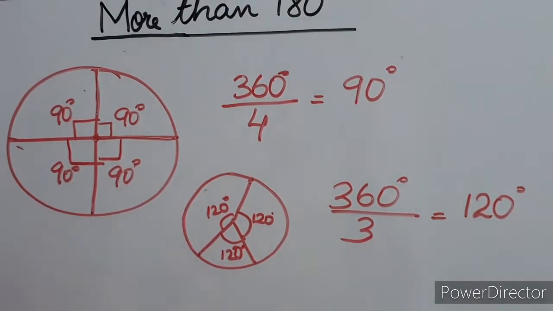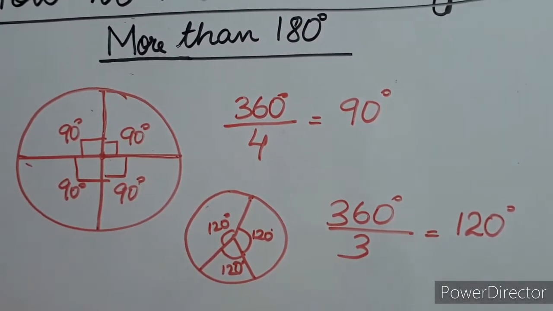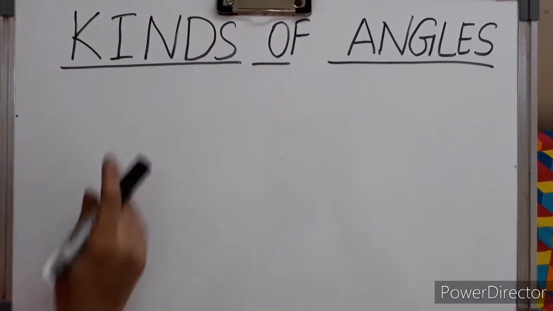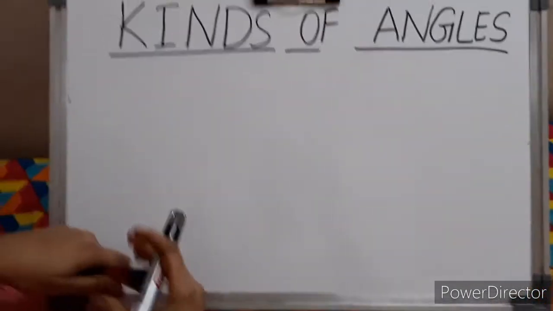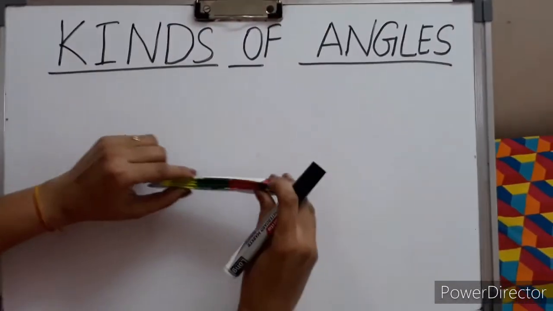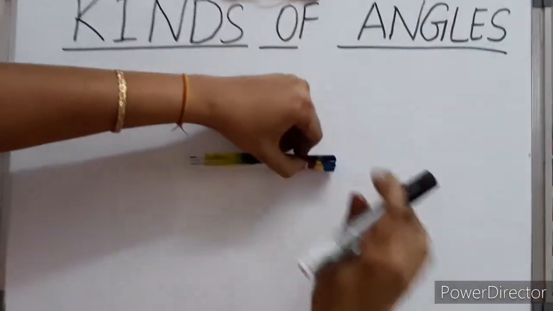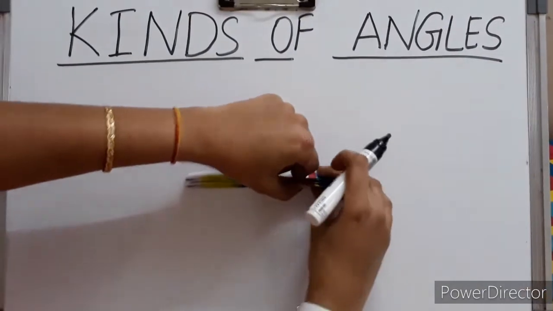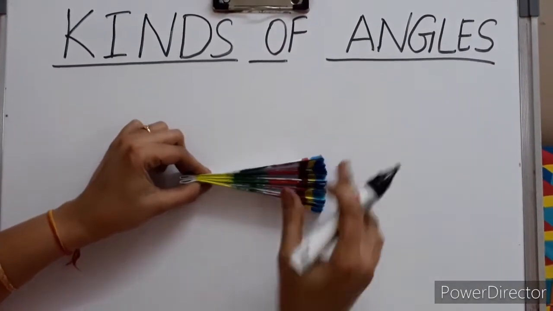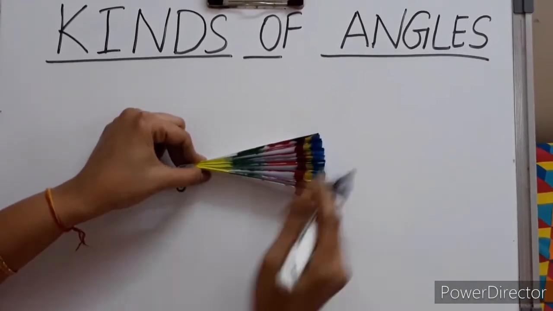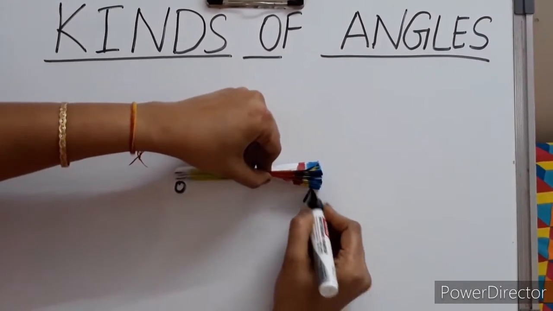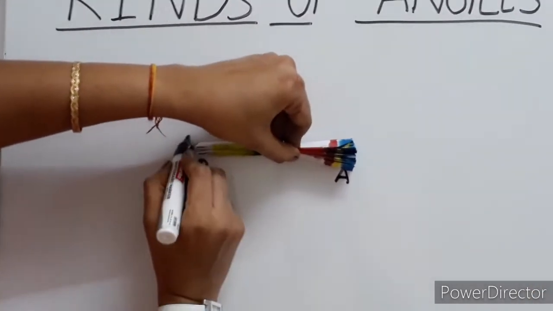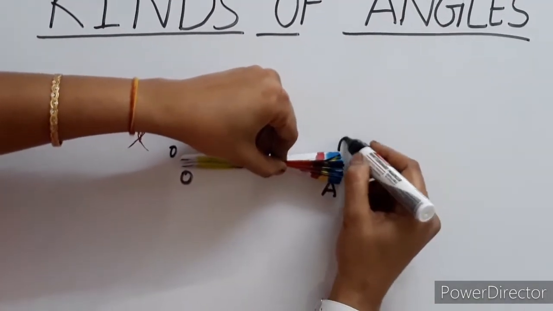Very easy. Coming towards our next concept. The next topic is kinds of angles. I am going to explain kinds of angles with this paper fan. Suppose this is a paper fan, closed. When the fan is closed, suppose I name it here as O, A, and O, B.